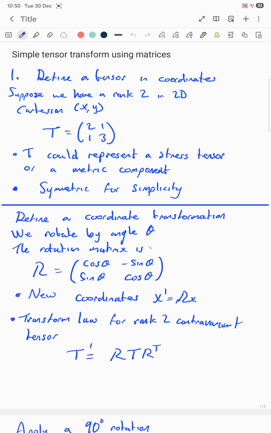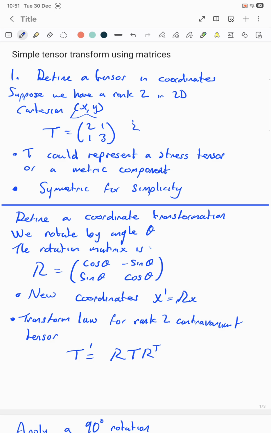We are going to start with a simple tensor transform to try to get a basic understanding of how this works. We define a tensor in coordinates. We suppose that we have a rank 2 tensor in Cartesian coordinates given here in a matrix form. Now T could represent a stress tensor or a metric component, but it is symmetric for simplicity.